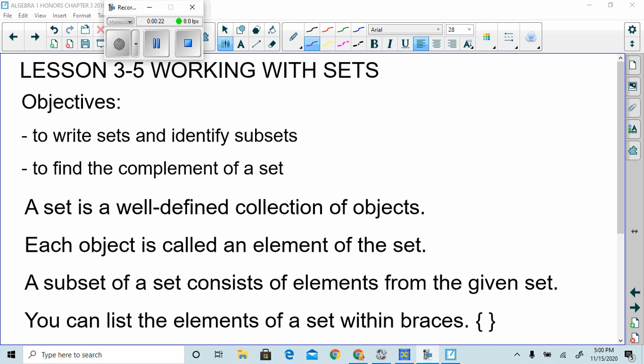A subset of a set consists of all the elements from that given set, so anything that's a member of a set is considered a subset. And you can list your elements as a set within these braces. And again, they're just simply written like this, sort of like a little squiggly type of bracket.